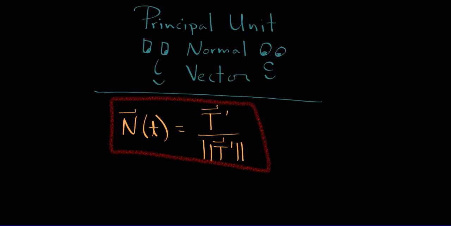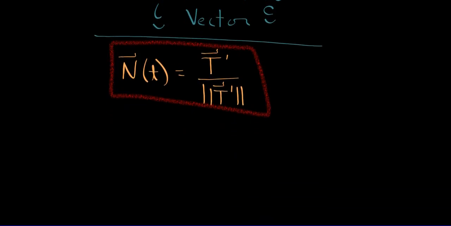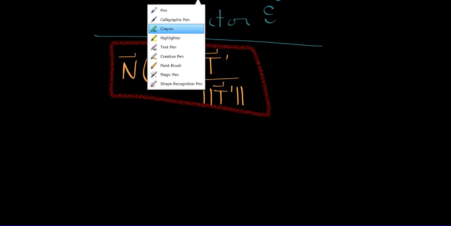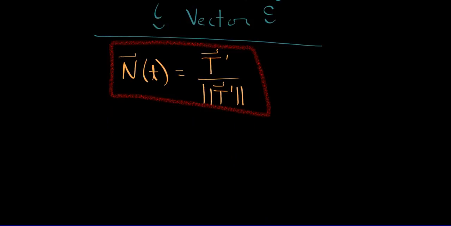Now, you may take issue with this. You may think, hey, how is this going to be normal to the tangent vector? In other words, how is my taking the derivative of the tangent vector and dividing by its magnitude going to give me a vector that's perpendicular to the tangent vector? So you may take issue with that. Well, let's just look at this a second and see if I can convince you that that would be the case.